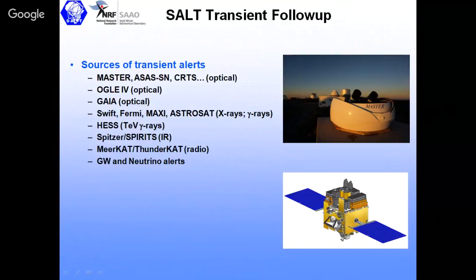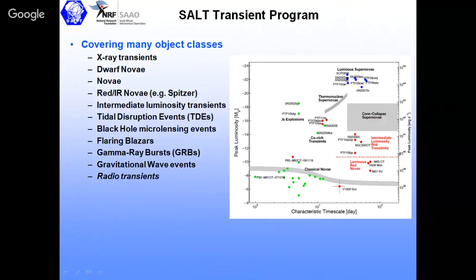And the transient alerts, where they come from: optical ones come from MASTER, Assassin, Catalina, Ogle as well, and Gaia. Then the high energy ones come from these satellites and so on. So the many classes that are covered are all mentioned here, and you'll note supernovae do not appear. But there are these things that were alluded to yesterday, these intermediate luminosity things between novae and supernovae, of which there are quite a number of infrared examples for which it's been puzzling that we've had no optical counterparts detected from these infrared luminous eruptive objects which have been detected by the Spitzer satellite.